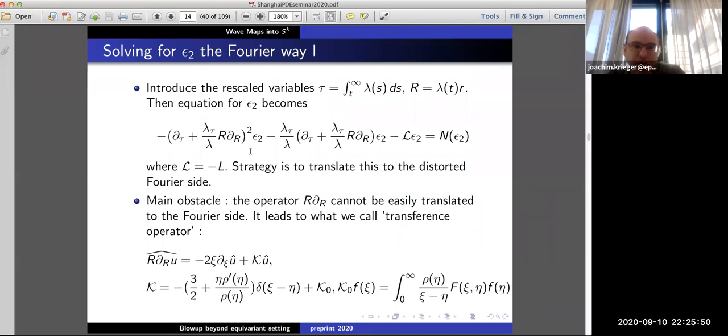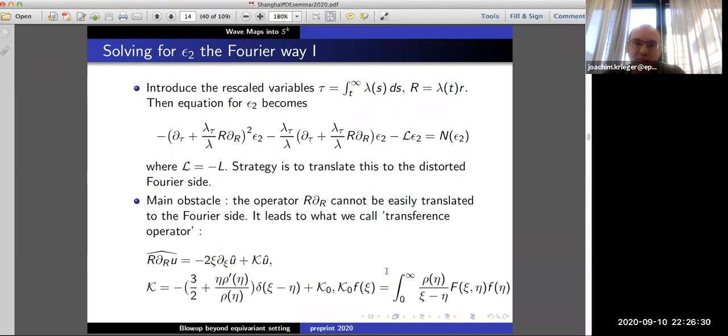Now, if you're trying to do this on the Fourier side, ideally you would like to translate r dr to minus 2 psi d psi, which in the flat context works beautifully, but here it doesn't. You will make an error. This error is the so-called transference operator that comes in here. It has two parts. There is a part on the diagonal, and then there is an off-diagonal part, which is an operator a bit like a Hilbert transform, a singular integral operator, a non-local operator. And of course, the properties of this non-local operator play a very important role.